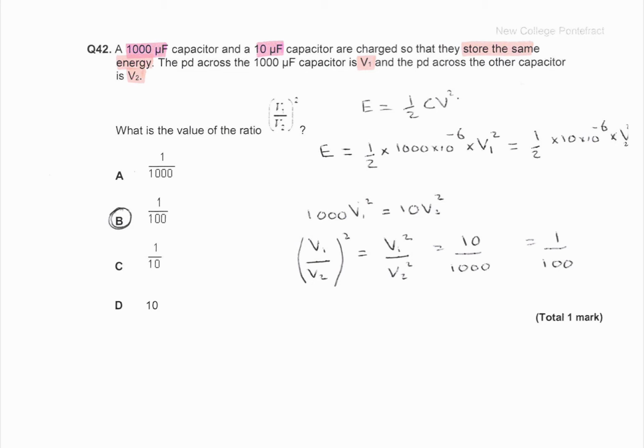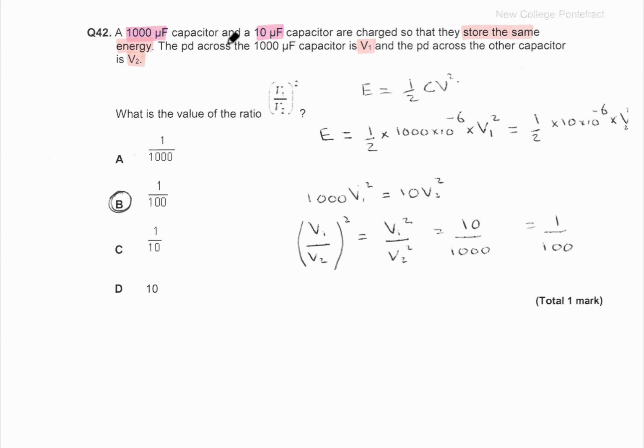So this is question number 42 and number 43 of the electric fields and the capacitors homework booklet. In question number 42 we have a 1000 microfarad capacitor and also a 10 microfarad capacitor, and we charge both of these capacitors up so that they store exactly the same amount of energy.